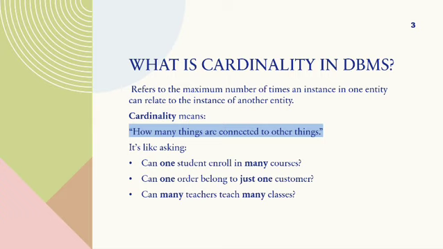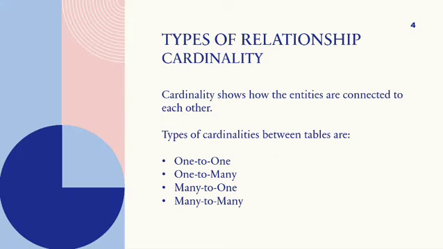So what is cardinality in DBMS? In DBMS, cardinality means how many times one entity can be linked to another entity. Simply put, how many things are connected to other things. For example, can one student enroll in many courses? Here, student and course are in a relationship. So this is known as cardinality. As we know, cardinality shows how the entities are connected to each other.